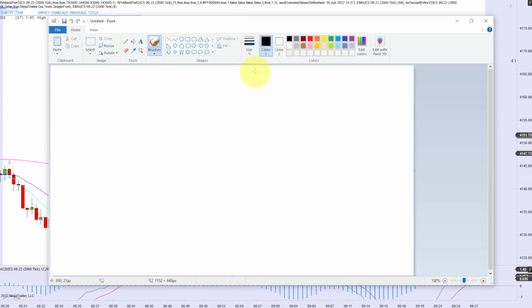So pulling up the paint here, let's try and draw some pictures, make it easier. Let's talk about buying first. And I want to try and make this as simple as possible. So let's just pretend that we're not talking about the stock market today. Let's say we're talking about a cookie market. And I want to make money in this cookie market.